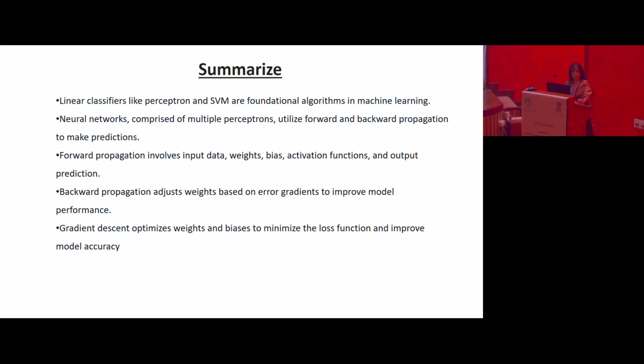So just to summarize, linear classifiers like perceptrons and SVMs are foundational algorithms in machine learning. Neural networks, comprised of multiple perceptrons, utilize forward and backward propagation to make predictions. Forward propagation involves input data, weights, bias, activation function, and output prediction. Backward propagation adjusts weights based on error gradient to improve model performance. Gradient descent optimizes weights and bias to minimize the loss function and improve model accuracy.